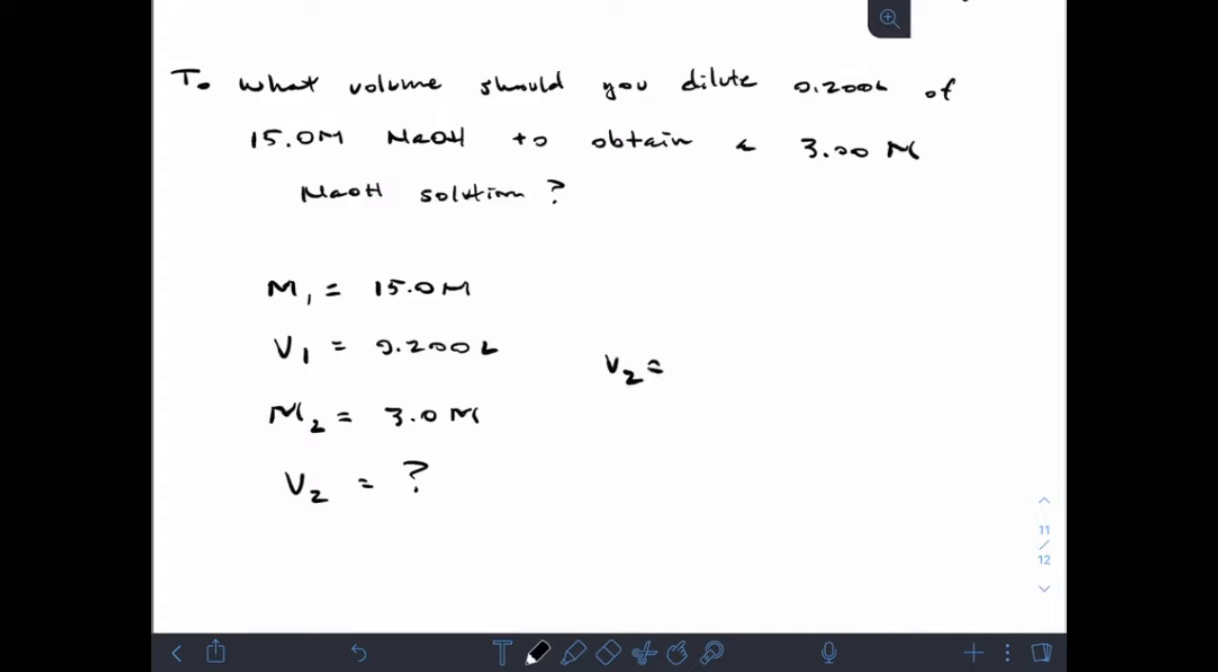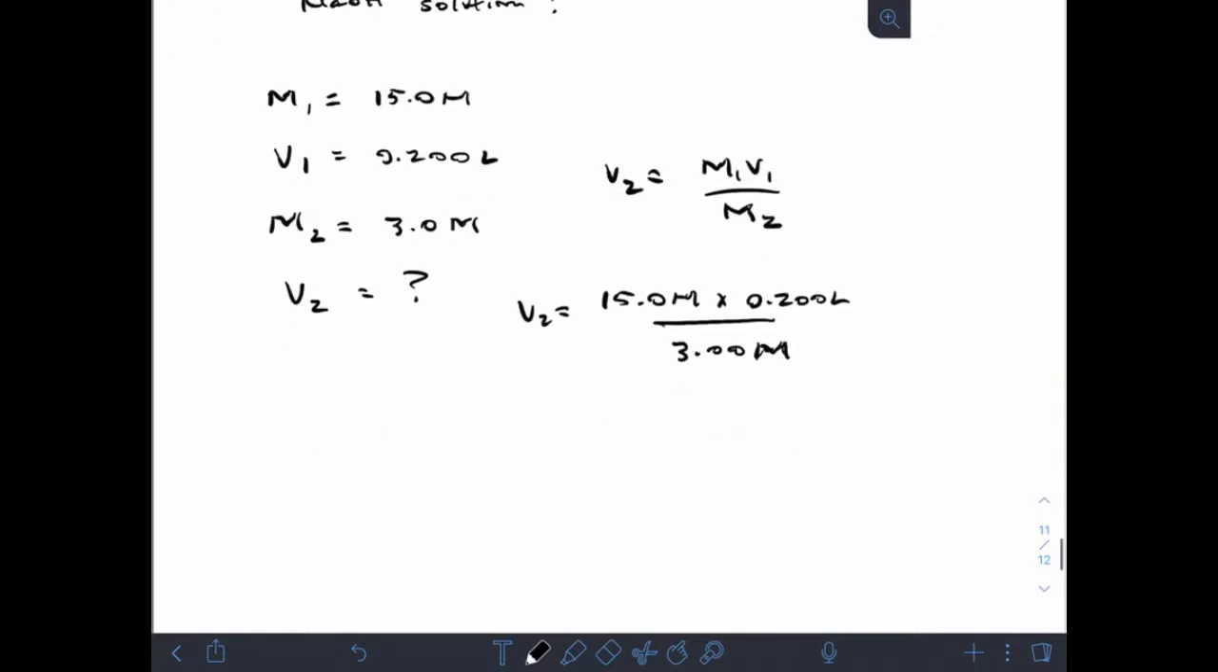So V2 is M1 V1 over M2. 15 molar times 0.2 liters divided by 3 molar. These are supposed to be M's. I'm sorry for my handwriting. And we'll find that we need to dilute this to 1 liter.